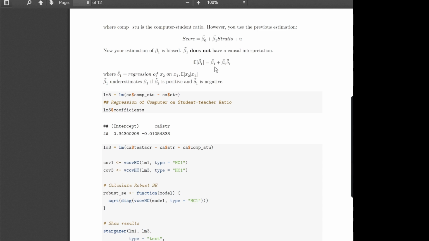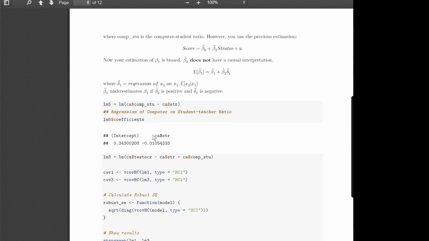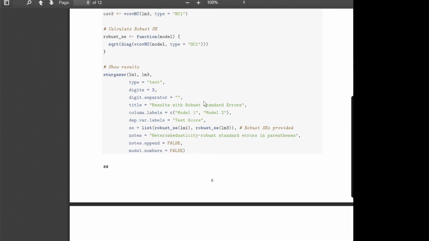Basically, you can just think of this delta 1 as the correlation between x1 and x2. We can test this, right? We regress computer-student ratio on student-teacher ratio, and we see the coefficient. These two, x1 and x2, are negatively correlated. So basically delta 1 is negative, and beta 2, like we said, intuitively should be positive. So your beta 1 tilde underestimates beta 1. Right? So we can see the result here.